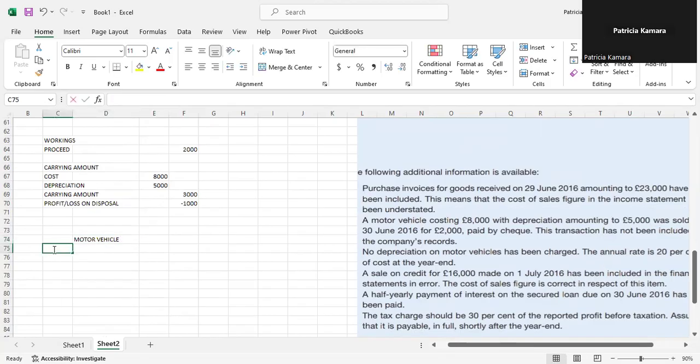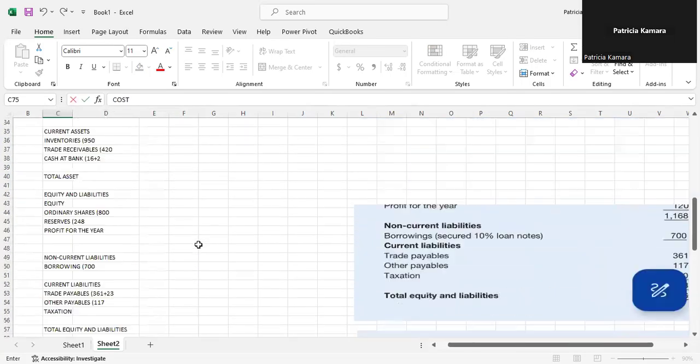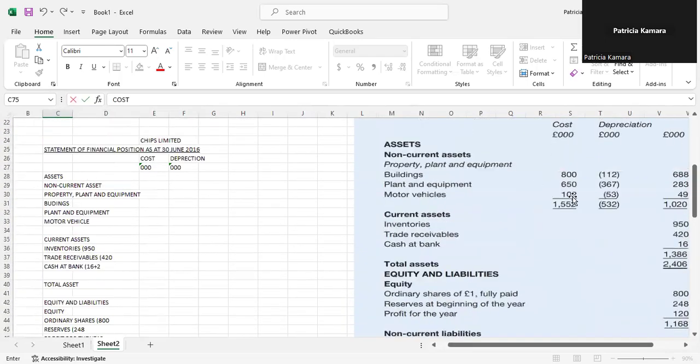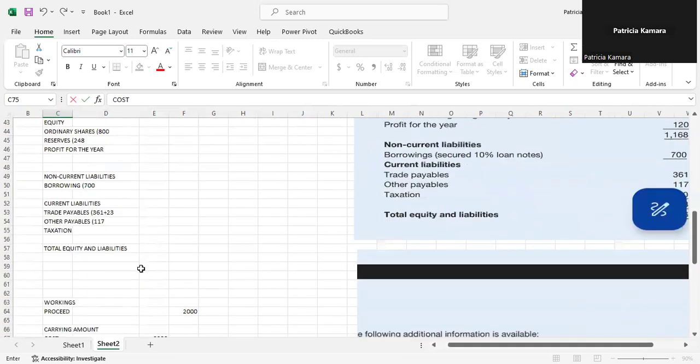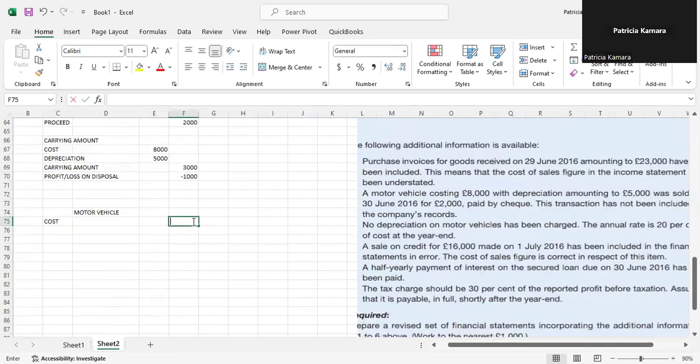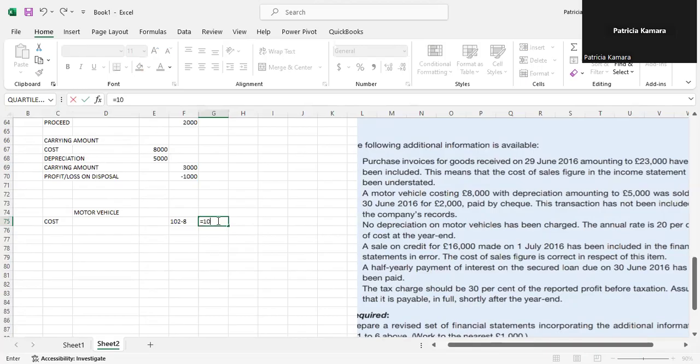Okay? So we have the total cost on motor vehicle to be 102. And then remember, the one that we had disposed of cost us 8,000. So we'll just say 8 because of the figure that we've taken from the statement of financial position. So this will give us 102 minus 8. Remember, we've sold it, so we have to take it off.